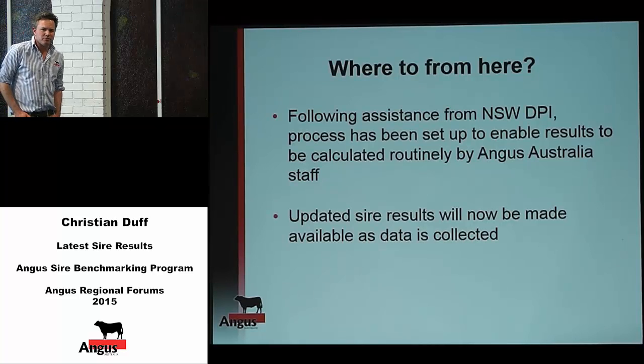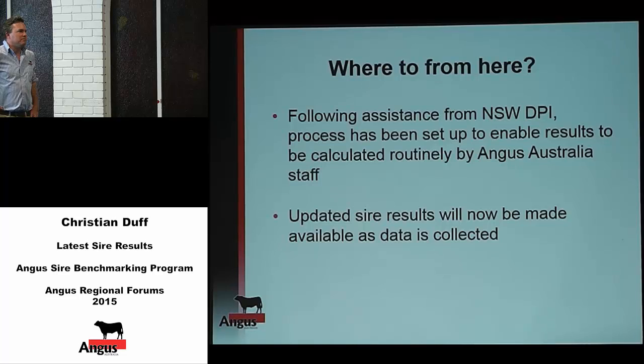Okay, so I'm going to hand out some reports in a minute so you can see more of this information, but where to from here? Following assistance from New South Wales DPI, I don't think Mr. T has turned up today, he'll help us. We've basically got the process set up now where we can routinely calculate, obviously the BreedPlan MBVs in monthly group runs, but we've also got the system set up in-house now so we can generate these progeny average values and update reports regularly.